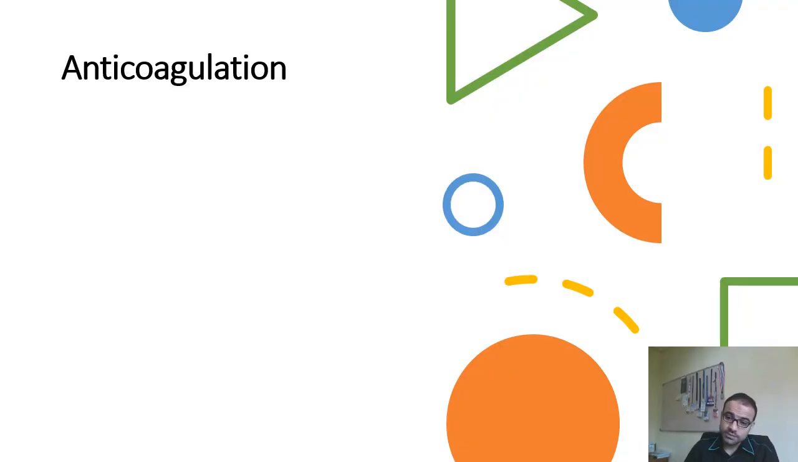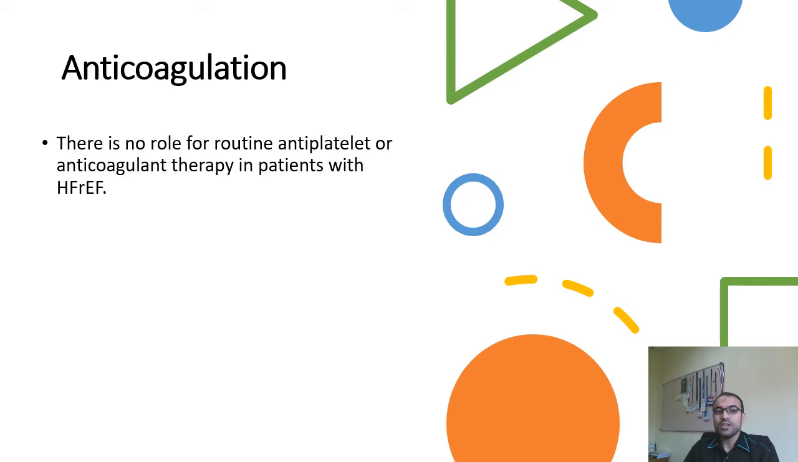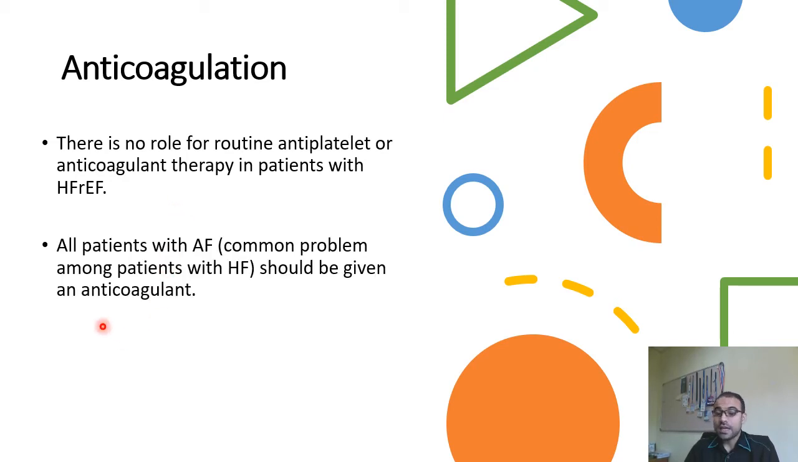What about the anticoagulation? So anticoagulation, again, there is no routine use of anticoagulant or antiplatelet in patients with heart failure with reduced ejection fraction, except if those patients have AF. And all of us know that atrial fibrillation and heart failure is a coincident condition. Means heart failure can cause AF, AF can cause heart failure, and there are so many epidemiological data in this context. Just in brief, in patients with AF, of course, the anticoagulant will be there.